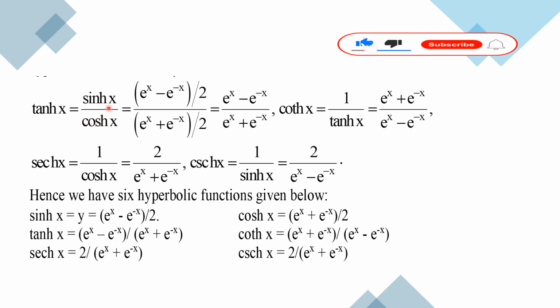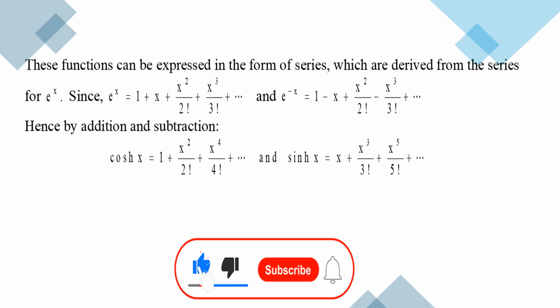tangent hyperbolic x is sinh x over cosh x. So we write the values here, replacing sinh and cosh by exponentials, and the 2 will cancel. So tanh x is equal to (e^x minus e^(-x))/(e^x plus e^(-x)). Similarly, cotangent hyperbolic x, sec hyperbolic x, and cosec hyperbolic x. Hence, we have six hyperbolic functions also. These are the formulas of the hyperbolic functions.